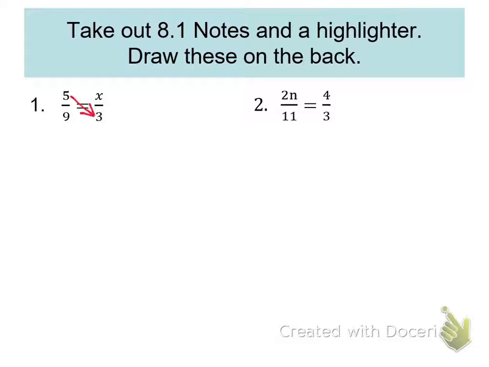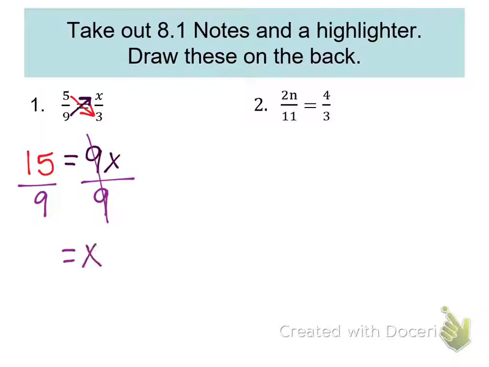Multiply across the equal sign: 5 times 3, which is 15. Then the other way, 9 times x, 9x. How you doing, Brady? And then the last step is to divide by 9. I do want us to practice reducing because it's important.